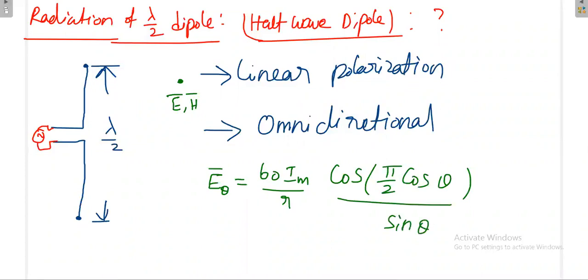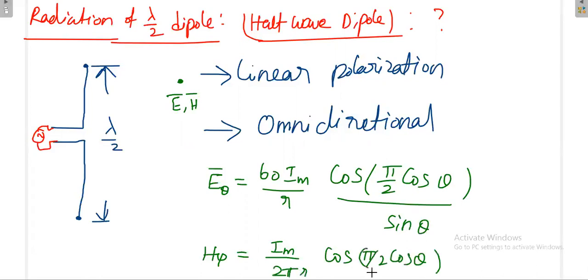And again H phi is equal to Im divided by 2 pi R times cos(pi/2 cos theta) divided by sin theta. Somebody may have a question whether you have to remember this. No need to remember E theta, H phi and all. Just for practice purposes we are writing it here. Even for the Hertzian dipole also, you need not remember the E theta and H phi values.